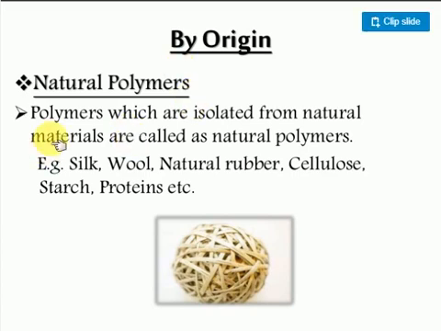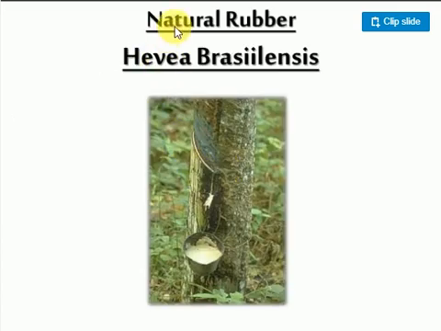Look here, some natural polymers. Polymers which are isolated from natural resources are called natural polymers. Examples: silk, wool, natural rubber, cellulose, starch, proteins. Very, very important: starch and proteins are natural polymers only. You know how rubber comes: natural rubber generally comes from the rubber plant. They make a small hole, and what comes out is latex. According to biology, latex is an alkaloid secreted by plants.